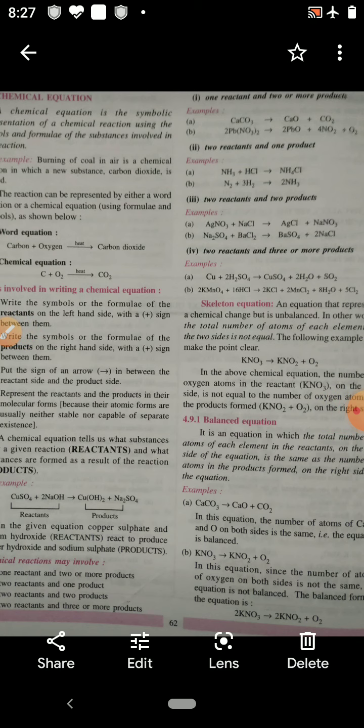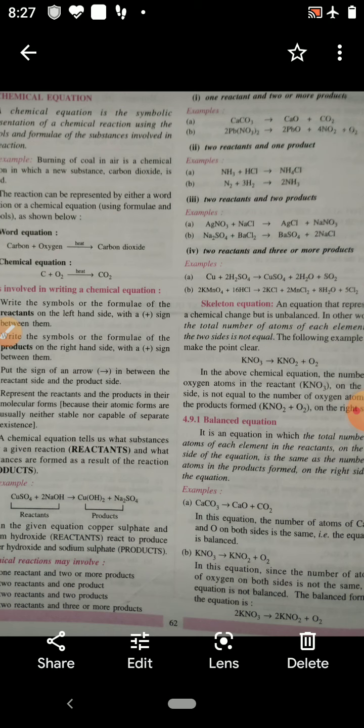Children, I will explain chemical equation. A chemical equation is the symbolic representation of a chemical reaction using symbols and formulae of the substances involved in the reaction. Therefore, we can say a chemical equation is a shorthand form for a chemical change.